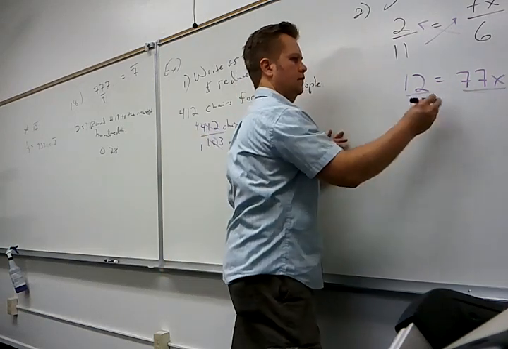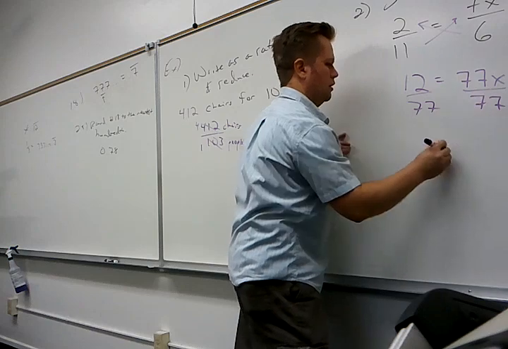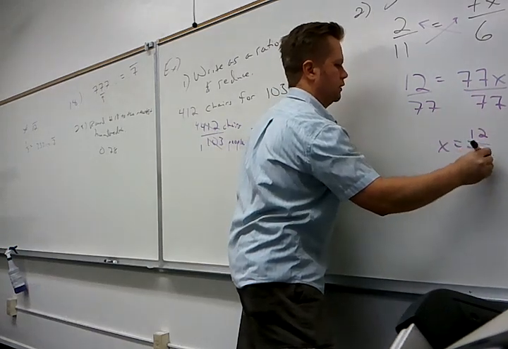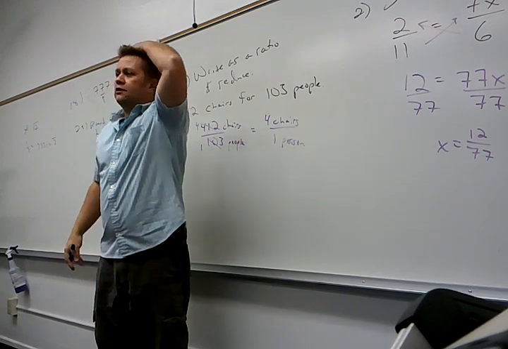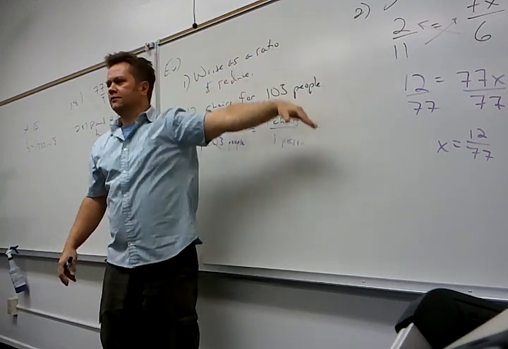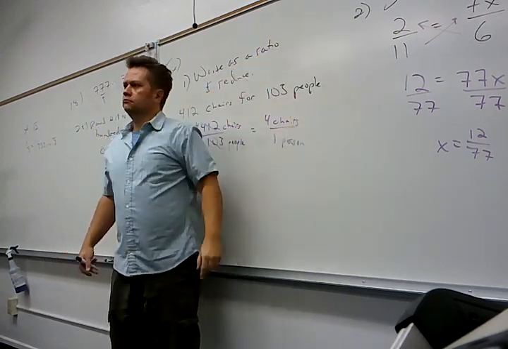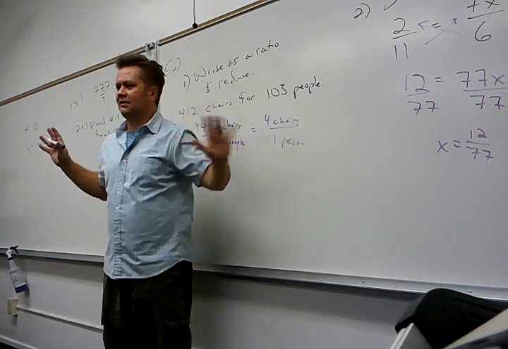Divide by 77. And then it all depends on what I ask for as an answer. I could ask for a fractional answer. I could ask for nothing, but I just said solve this, and you get there, stop. If I didn't say anything, that's an answer.